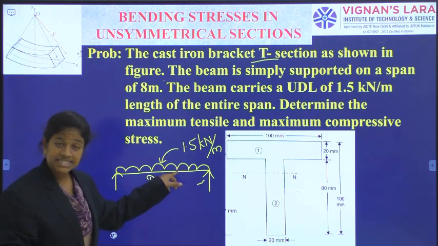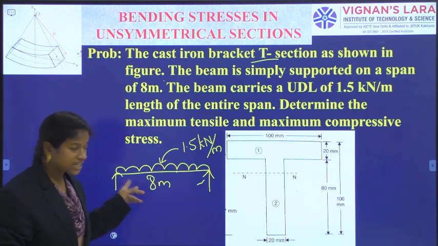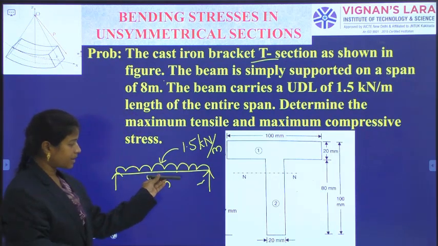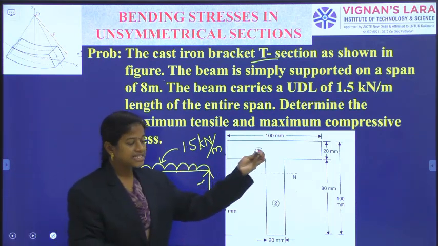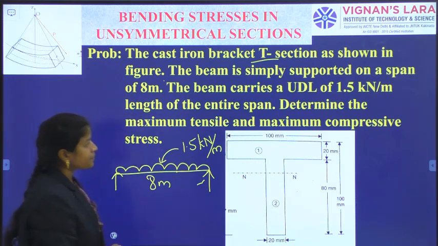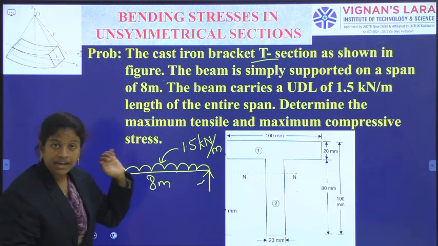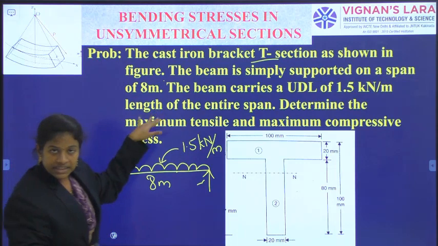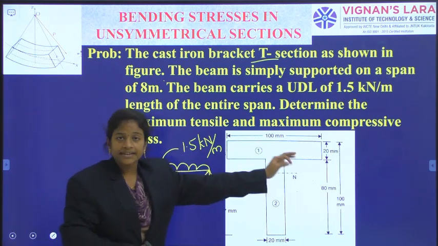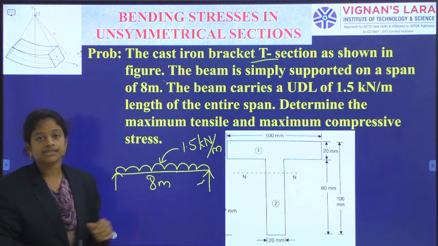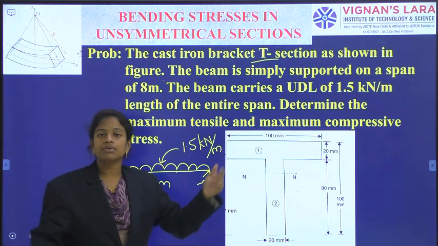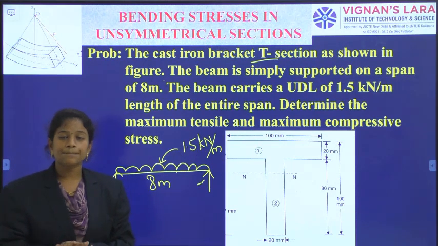When we observe the cross section of the beam, this is the beam, and when we see the cross section, this is the shape. So that T shape is appearing in the beam. Okay, and when these are the loading conditions on the beam, I need to calculate the maximum tensile stress and maximum compressive stress occurring in the section. Okay, we have to calculate maximum tensile stress and maximum compressive stress.